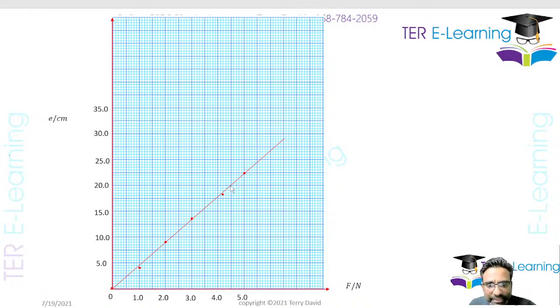So I'm going to choose this point here, and let's call it B for now. And I'm going to choose another point, this point here, and I'm going to call that point A. So I need to know the coordinates of A, and I also need to know the coordinates of B. The coordinates of B will be 4.5 against 20.0.